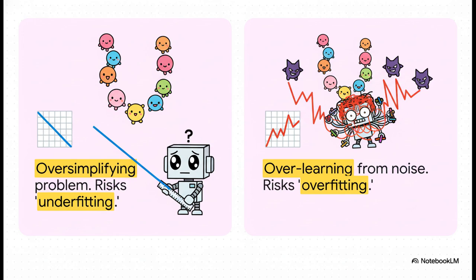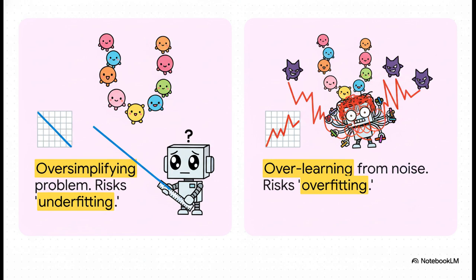Think of it like this. A high bias model is too simple. It's underfitting. It's like trying to draw a map of a city with just a straight line. It's going to miss everything. On the other hand, a high variance model is too complex. It's overfitting. It doesn't just learn the pattern, it memorizes every little random bit of noise in the data.